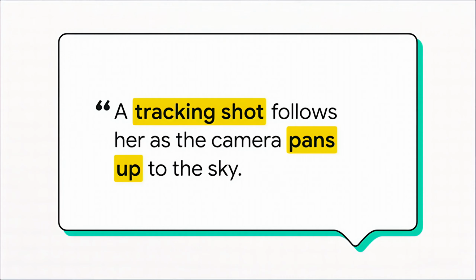Let's add that cinematic language to our example from before. Now the prompt says, "a tracking shot follows her as the camera pans up to the sky." See how we're layering these instructions? We have our subject, our location, and now specific camera movement. We're telling VEO not just what to show, but how to show it. Combining these elements is the real key to getting precise creative control.